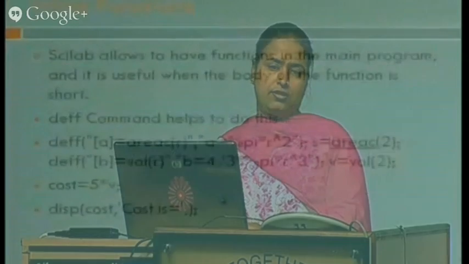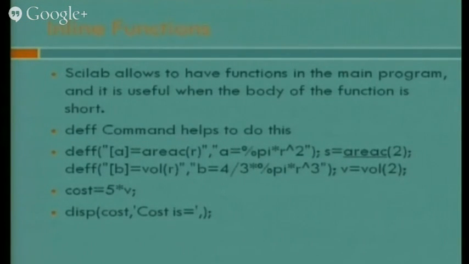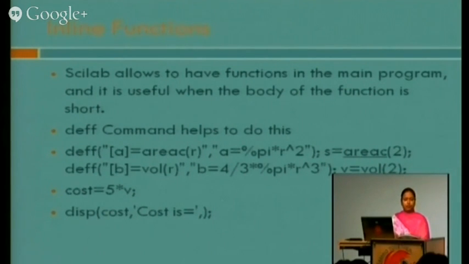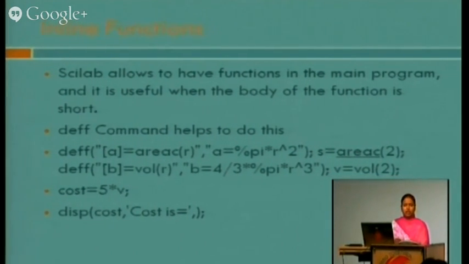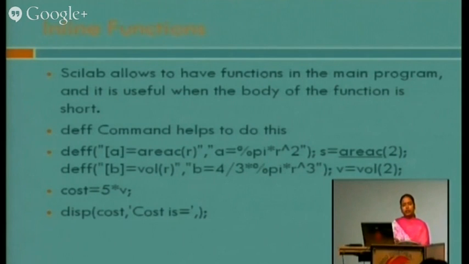Now inline functions. Those were the functions I have told you, the examples which we are writing in another file. Now as I've shown you, the area of a circle is a one line function. Why write it in another file? We can write the same function in the main program also. Those functions are called inline functions because they are very small one line functions that can be written in this same program, instead of in another file. So SciLab allows functions in the main program also, and it is useful when the body of the function is short, and that is possible with the command def.